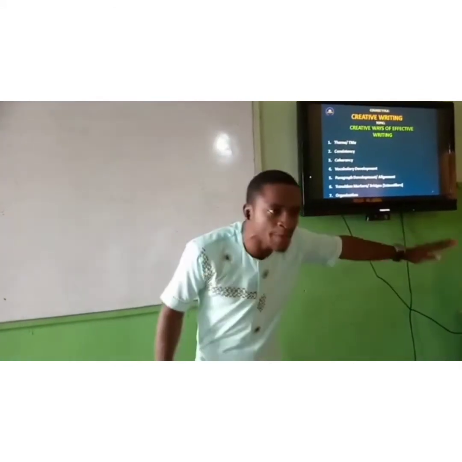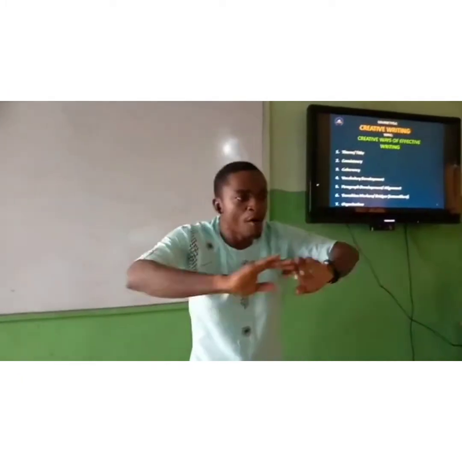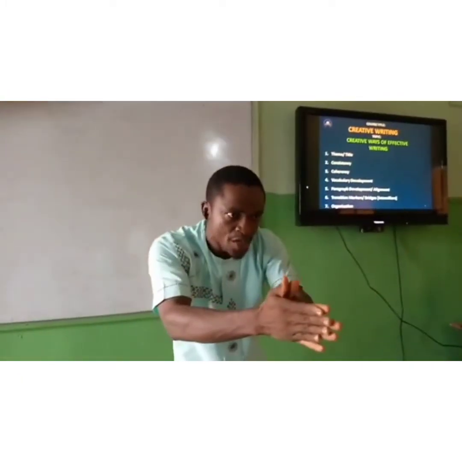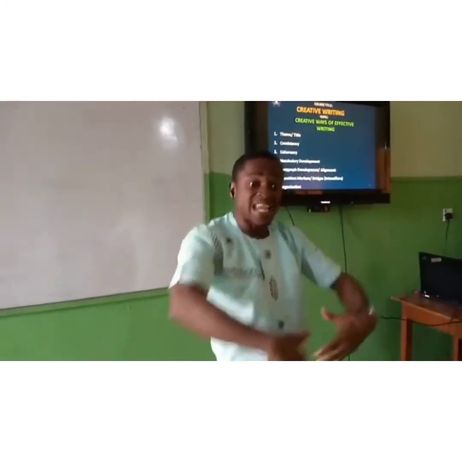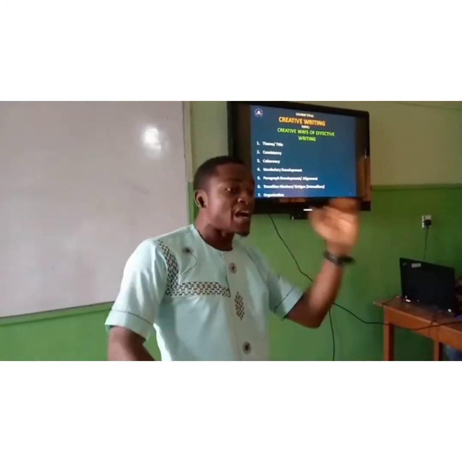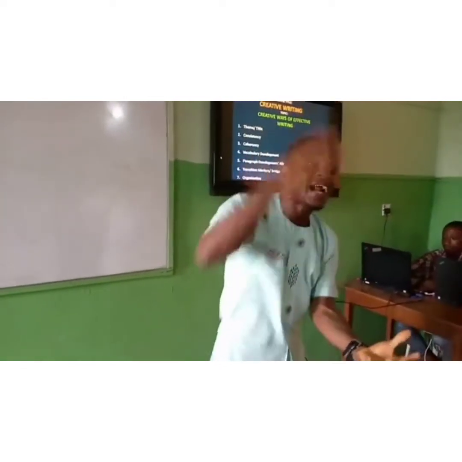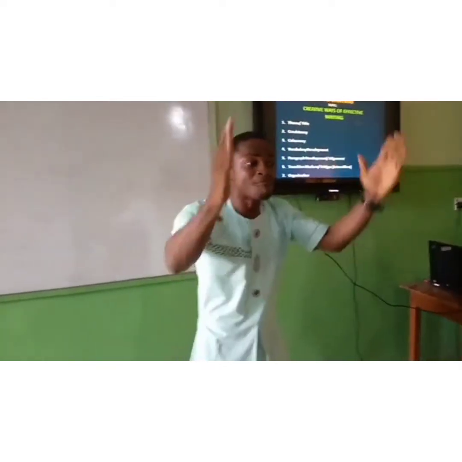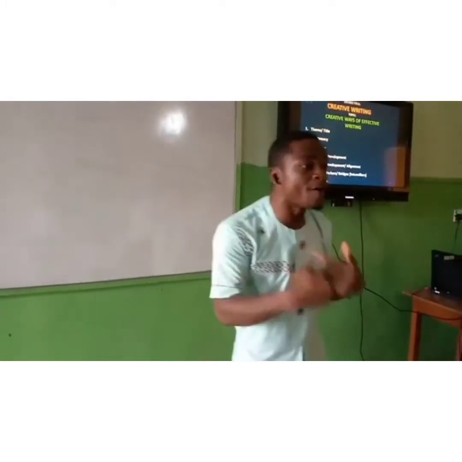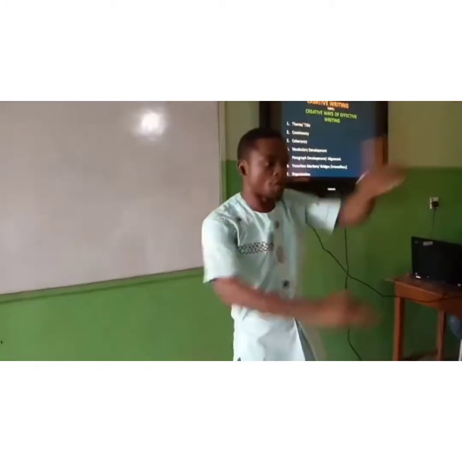Number 5 is paragraph development or paragraph alignment. Another word for paragraph development is paragraph alignment. When you are writing, your paragraphs must be aligned together. So what is in paragraph 1 should not be repeated in paragraph 2. The facts that have been established in paragraph 3 should not be repeated in paragraph 4. So your paragraph must be aligned.